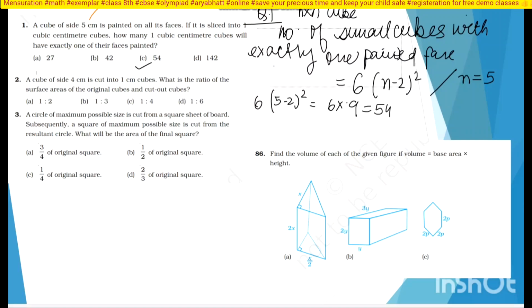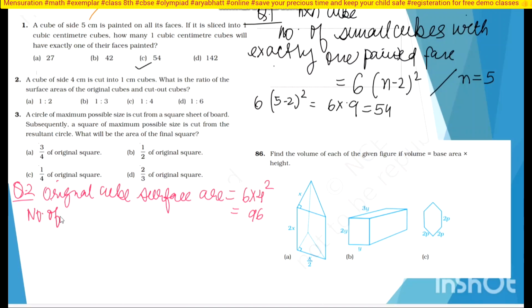This is a very good question, question number 2. First, the original cube surface area will be 6 into 4 square, so it becomes 96, that is 6 into 16. Now the number of cubes will be 4 cube, which is 64. Why 64? Because the new one is 1 centimeter cube, so 4 cube upon 1 cube is 64.